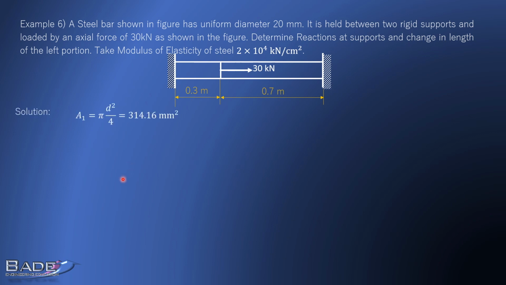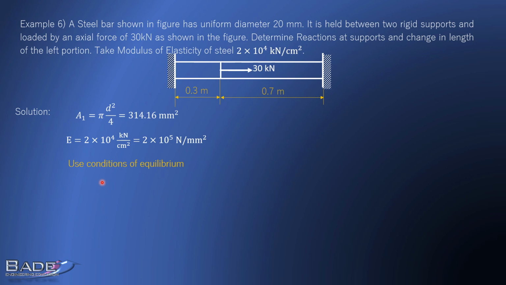What information do we have? Area, pi d squared by 4, is 314.16. That is the area of the first part, and the area of the second part is also the same, 314.16. Young's modulus of the first part and Young's modulus of the second part are the same. Now use conditions of equilibrium.